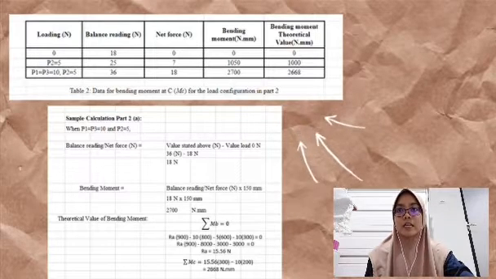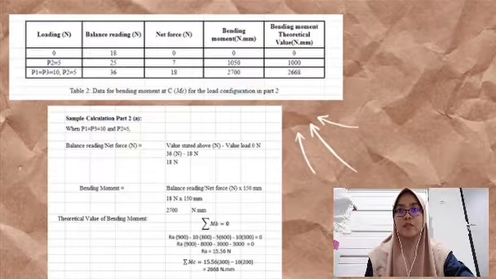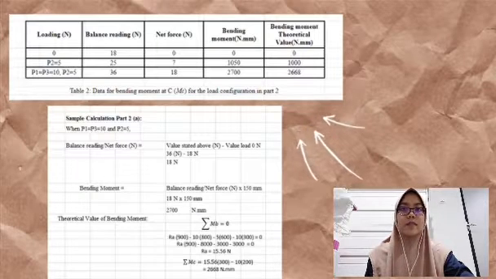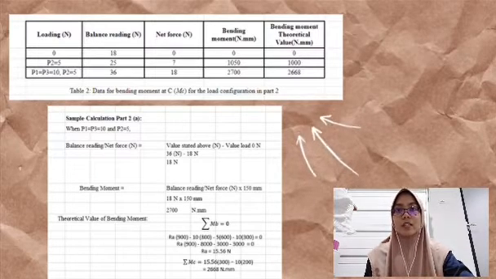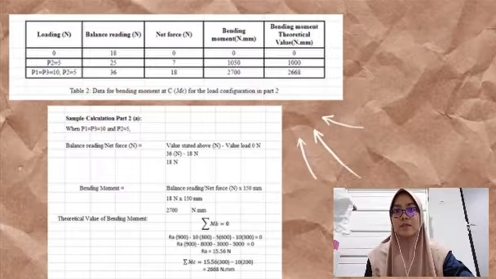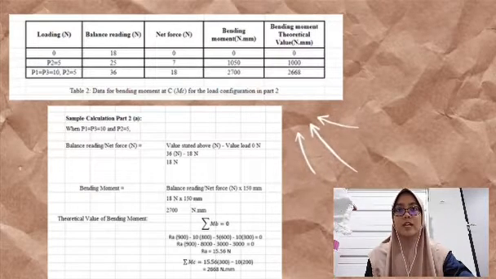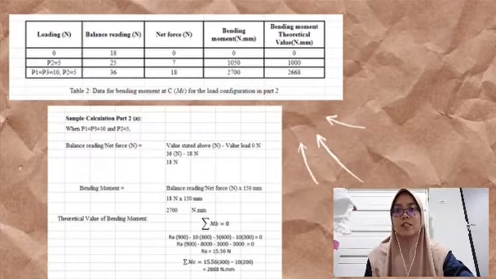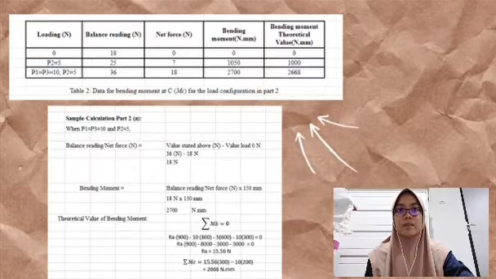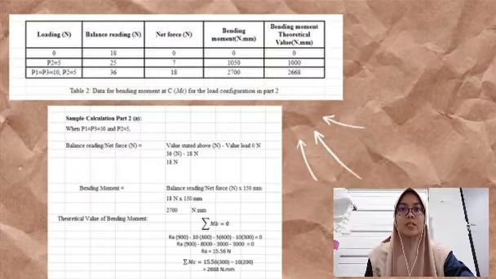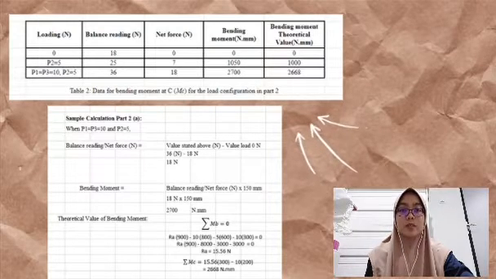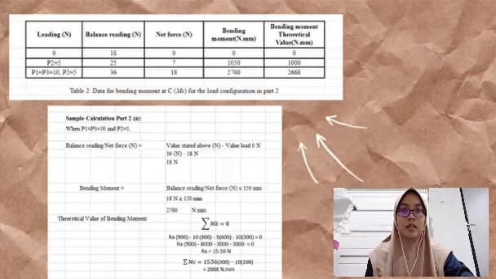For the calculation in part 2a, when P1 and P3 equal 10 and P2 equals 5, the balance reading is 36 Newton minus 80 Newton, and we get 18 Newton. From this, we can calculate the bending moment, which is 18 Newton multiplied by 150 mm, and we get 2700 Newton millimeter. From this value, we can compare with the theoretical value.